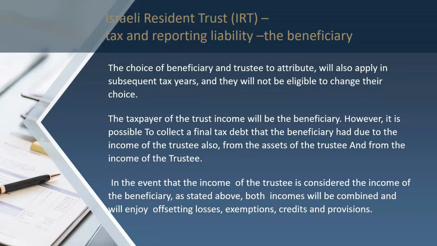The choice of a beneficiary and trustee to attribute this income will also apply in subsequent tax years, and they will not be eligible to change their choice. The taxpayer of the trust income will be the beneficiary. However, it is possible to collect the final tax that the beneficiary owes due to the income of the trustee also from the assets of the trustee and from the income of the trustee. In the event that the income of the trustee is considered the income of the beneficiary as stated above, both incomes will be combined and will enjoy offsetting losses, exemptions, credits, and provisions.